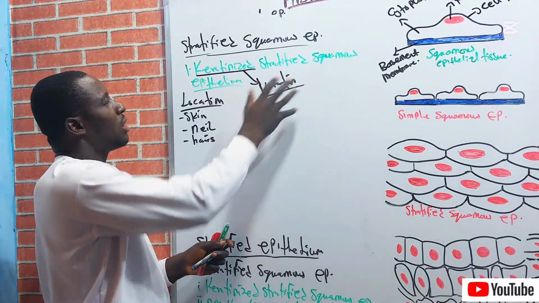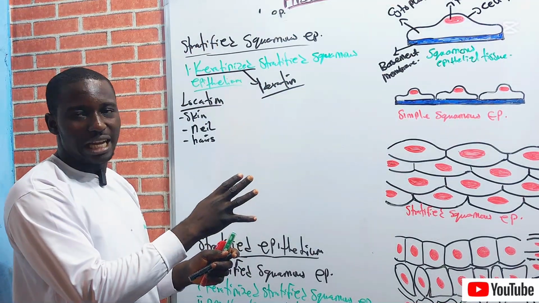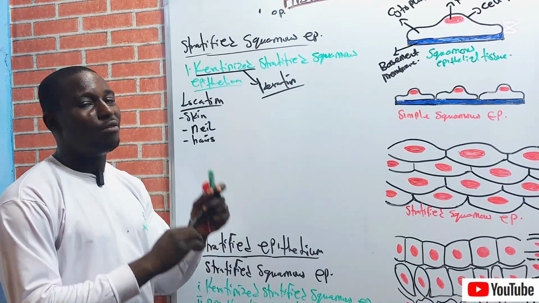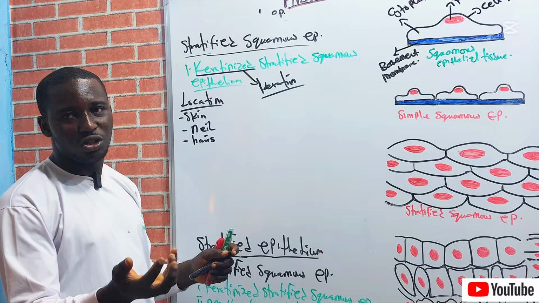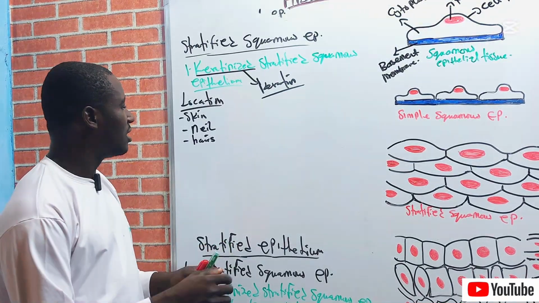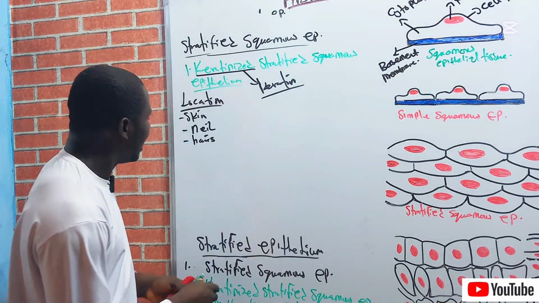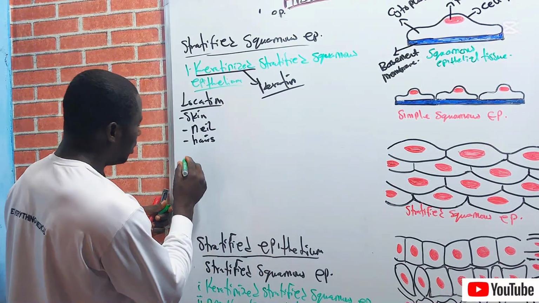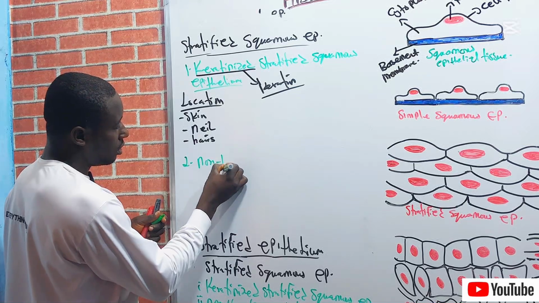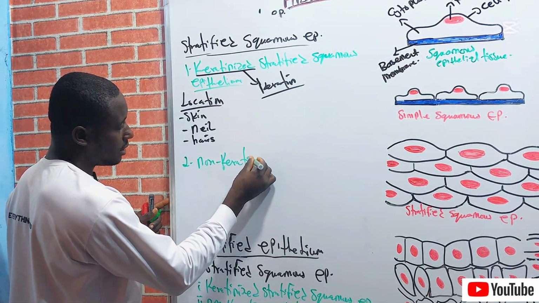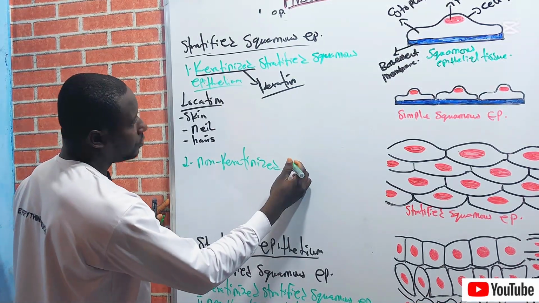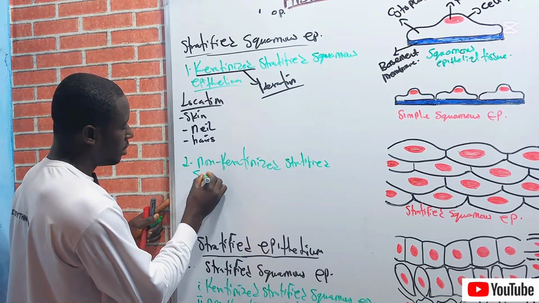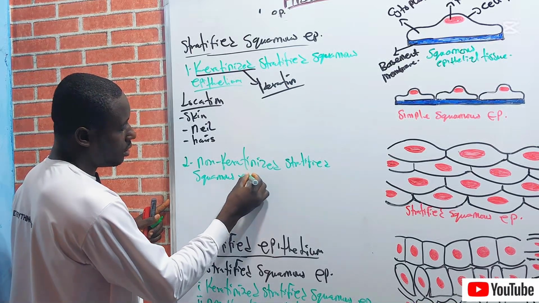So keratinized stratified squamous epithelium contains dead epithelial cells that have lost their nuclei, thereby containing the protein keratin. So that is how it works. Now, the non-keratinized stratified squamous epithelium, number 2, non-keratinized stratified squamous epithelium.